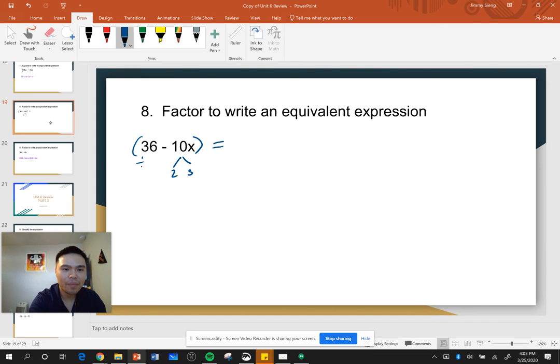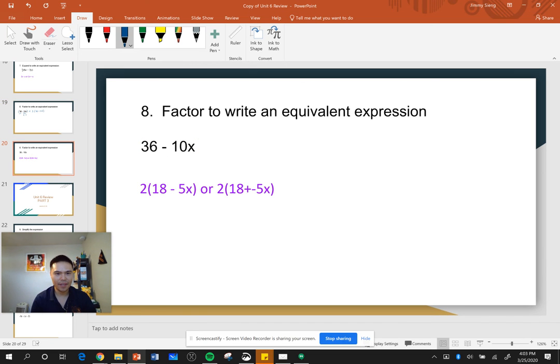So I'm going to divide both of these by 2. And then we're going to take out a 2. So 36 divided by 2 is 18 minus 5x. Okay, class? That should be your equivalent. Looks like I can't take any more numbers out. Let's double check our answer. There you have it. Okay, that's going to be part 2.